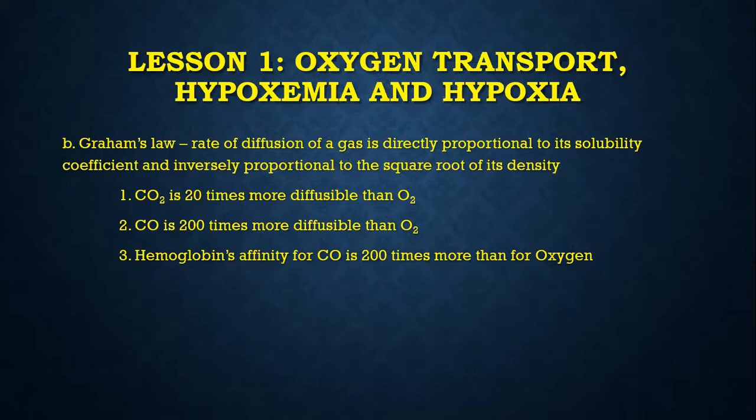Well, here it is right here. Graham's law, that's when you use his law. He says the rate of diffusion of a gas is directly proportional to its solubility coefficient and inversely proportional to the square root of its density. That's his law. How fast or how easy a gas can go across the alveolar capillary membrane is directly proportional to its solubility coefficient and inversely proportional to the square root of its density. So this is what you need to know. Carbon dioxide is 20 times more diffusible than oxygen. CO2 can get across that membrane 20 times faster than oxygen.